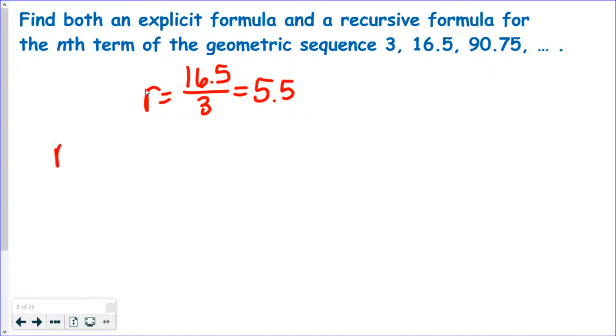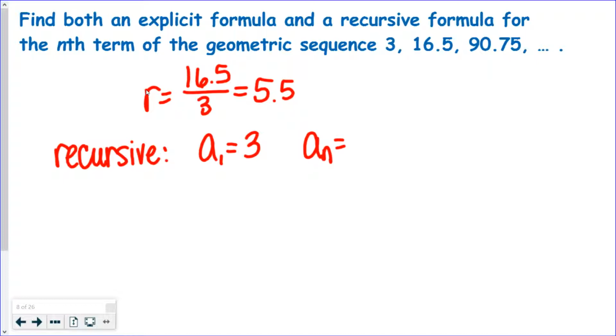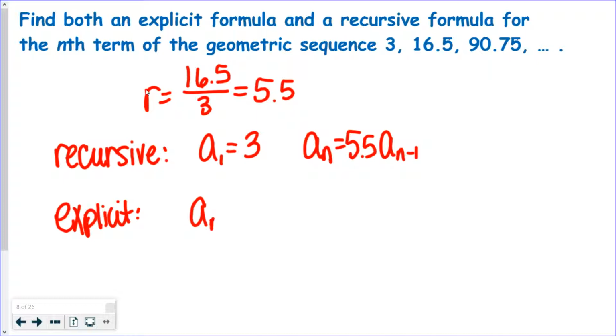So if that is my common ratio, then for my recursive form, what does recursive have to start with? Hopefully you are screaming at the computer now. It always starts with the first term. In this case, that's 3. The rule for the other terms is take the term that came before it, and this time we're multiplying by 5.5. So 5.5 times the term that came before it. For explicit form, we have a sub n is equal to 5.5. Oh, sorry. Just kidding. We have to start with our first term, which is 3. Inside the parentheses is that 5.5, our common ratio, raised to the n minus 1 power.